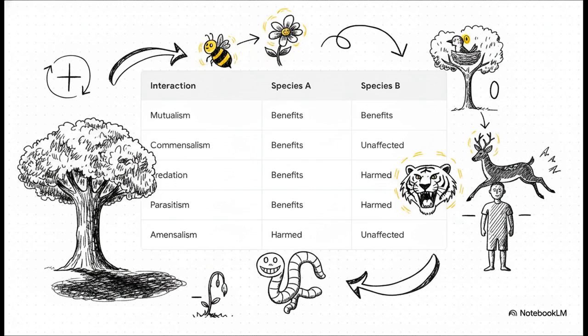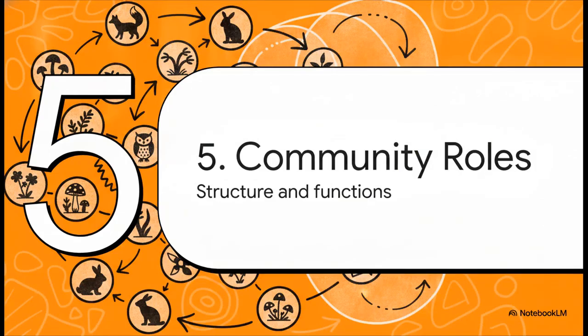And finally, amensalism. This is a minus zero, where one gets harmed and the other is totally unaffected, like a massive, towering tree blocking all the sunlight from a tiny plant struggling on the forest floor. Moving on to Section 5, community structure and roles. Let's zoom out again and see how all these dramatic interactions build an actual community.